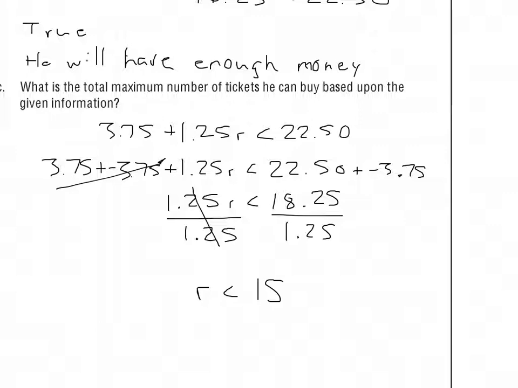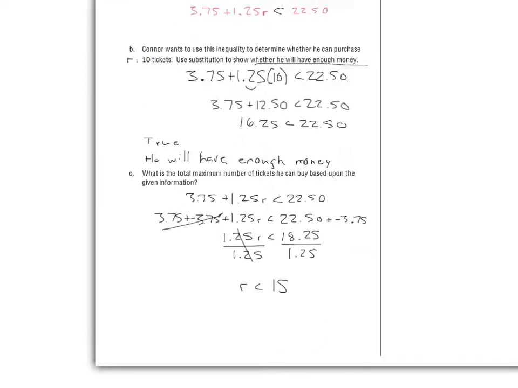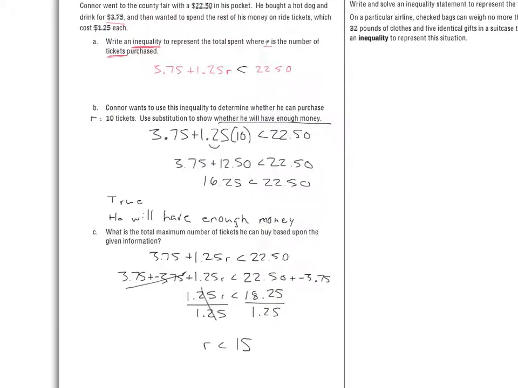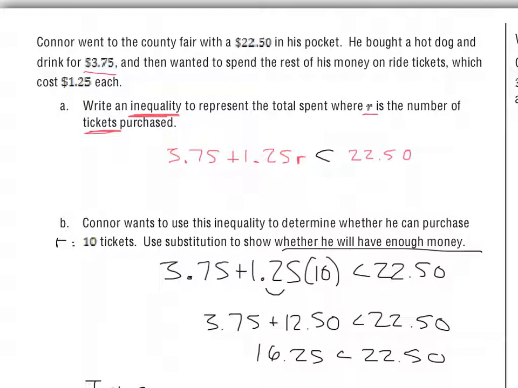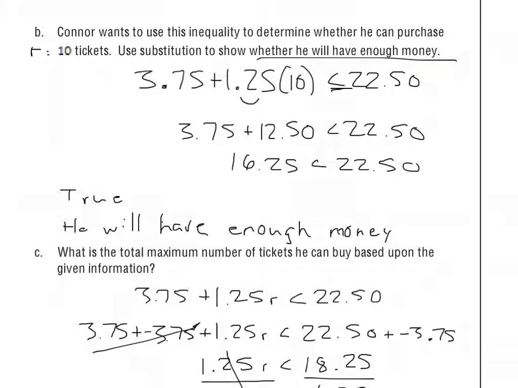All right, so this is the value that we have. And when I look at this, there's one thing that I think about as I'm coming down here at the end when I look at my inequality, and I'm wondering, can he spend exactly $22.50? Is that something that's okay, or does he have to have something left over in his pocket? So he can spend exactly $22.50. So when we go back to this, the amount he spends can be less than or equal to $22.50. So I need to go ahead and add that into my inequality.